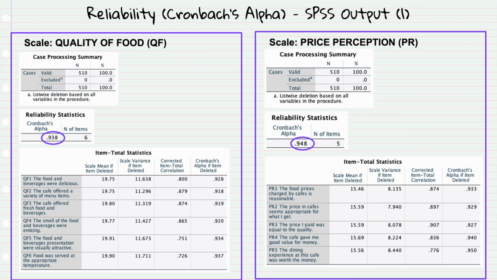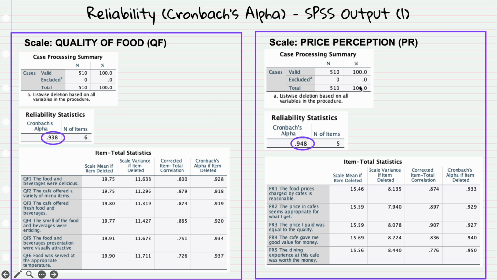Let's look at the reliability results for each factor. For quality of food, the alpha value is 0.938. This is excellent reliability. All items work together extremely well. Removing any item would not improve the alpha.